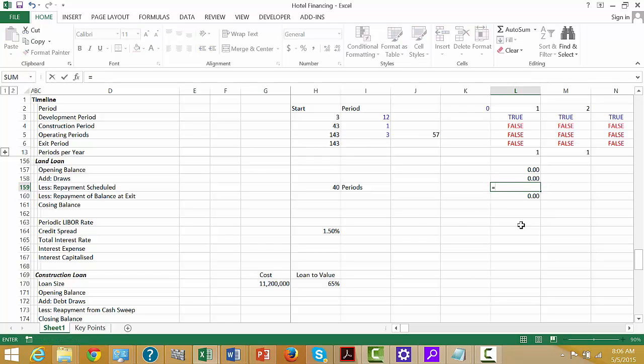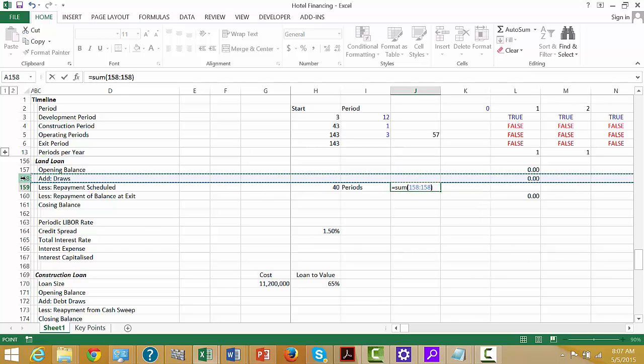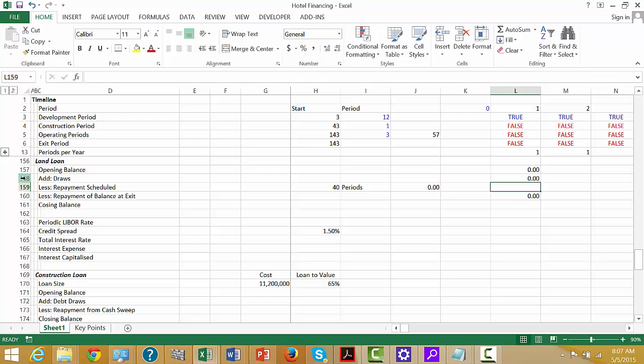Now this total land loan, I suppose we can do something, I'll do it like this. If we sum up all of the draws, we can get how much we're going to have to repay, and then we better take this total amount divided by this amount and multiply it by the, we don't start repaying until we have the operating section, so we needed that again.